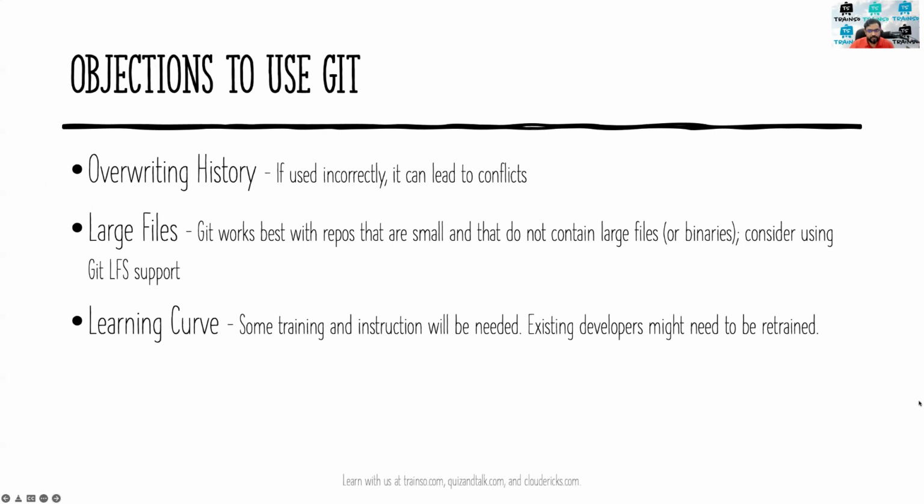Okay, so some of the issues with Git, or some of the objections to the use of Git: overwriting history. If used incorrectly, it can lead to conflicts. Large files. Git works best with repos that are small and that do not contain large files or binaries. Consider using Git LFS support. Learning curve. Some training and instruction will be needed initially. Existing developers from central source code management might find it a little bit difficult initially.